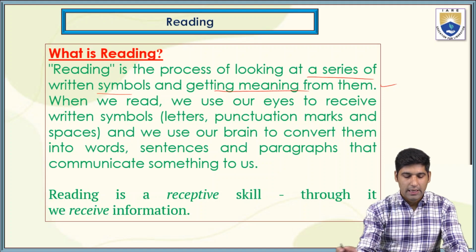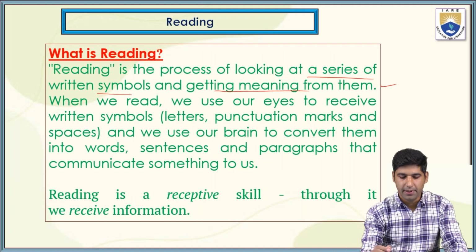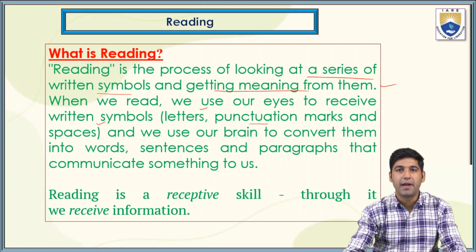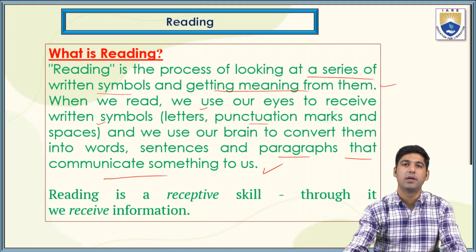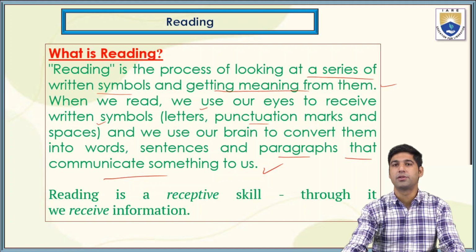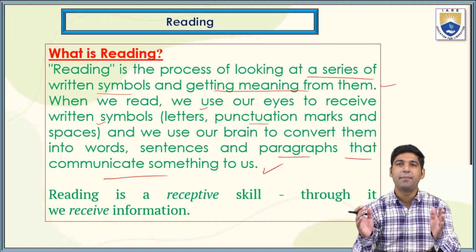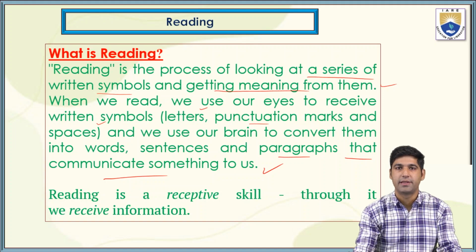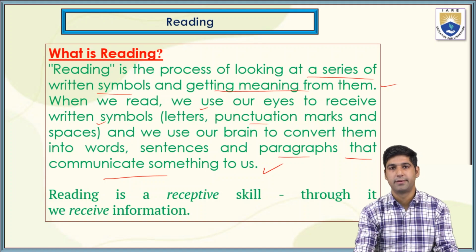So that's reading. And when we read, we use our eyes to receive written symbols. It may be letters, punctuation marks, or some spaces. And we use our brain to convert them into words, sentences, and paragraphs that communicate something to us. How is this reading process going on? When we read, we use our eyes. Right now you may be reading my slides. The first prerequisite, the first essential required to read, is your eyesight.